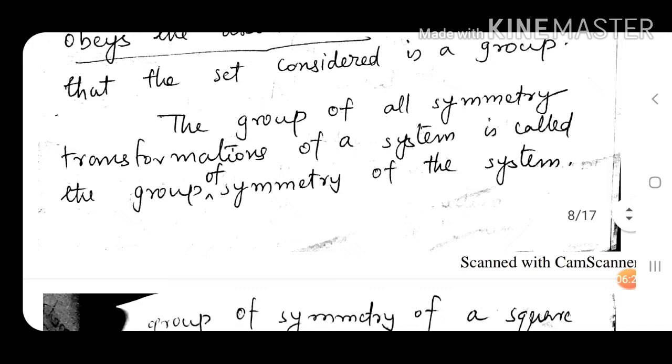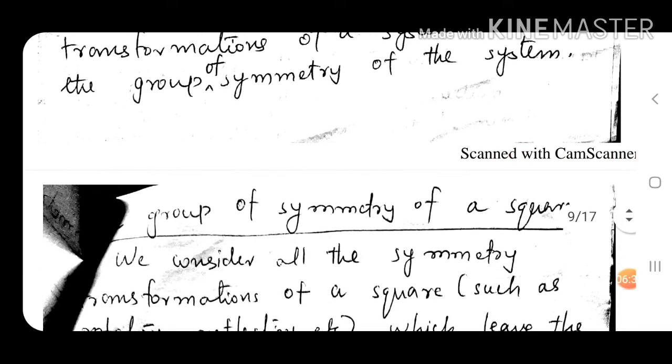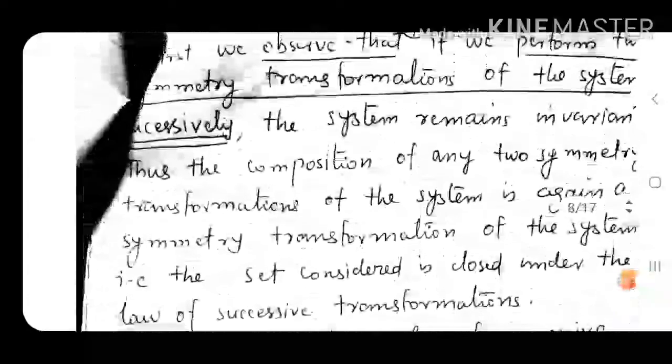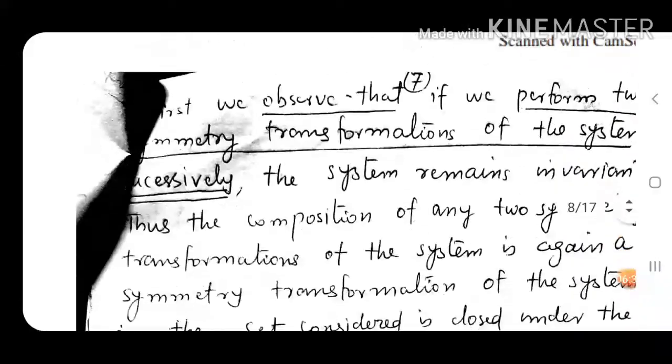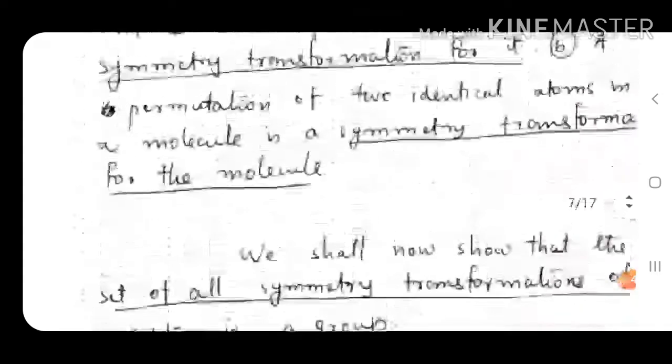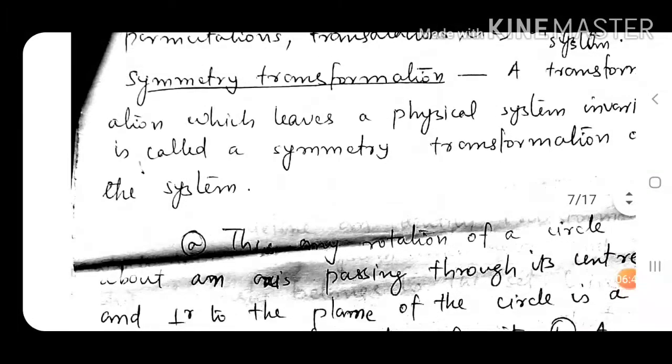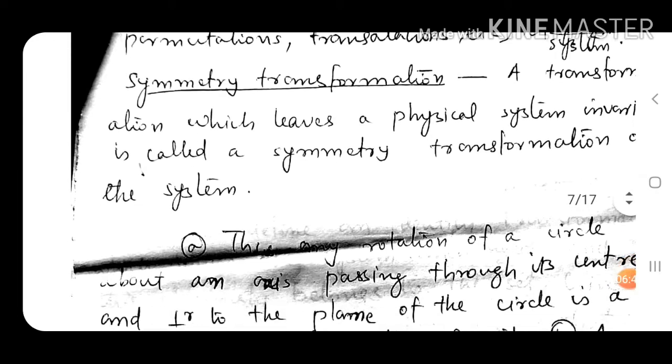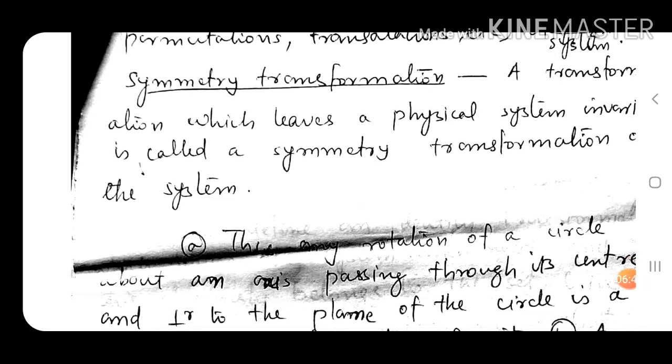Now, such a group, the group of symmetry transformations of a system, is called the group of symmetry of the system. So far we were just explaining in words what a symmetry transformation is, or what a group of symmetry transformations is.